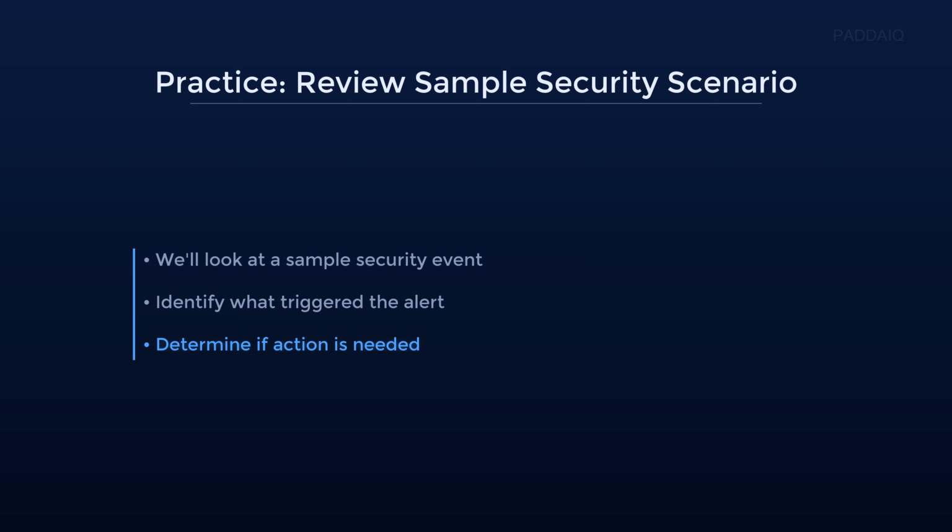Determine if action is needed. This means checking whether the security issue requires your response or can be safely ignored. For example, if a user tries to access data they aren't authorized for, you must decide whether to block them or if it is a false alarm. Always assess the situation to maintain proper security controls.